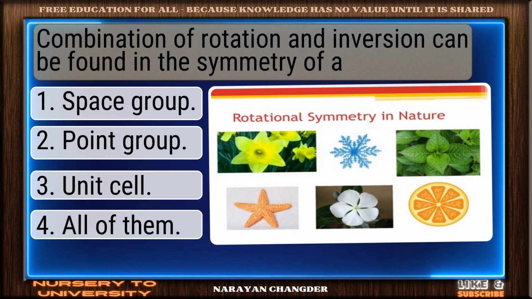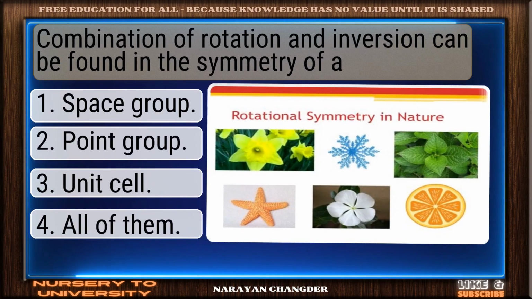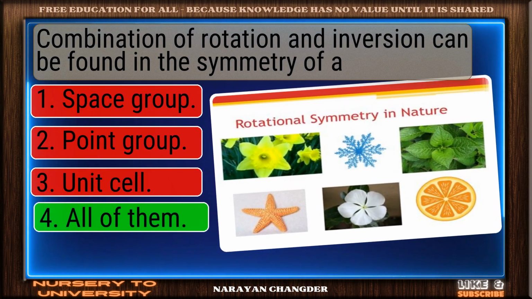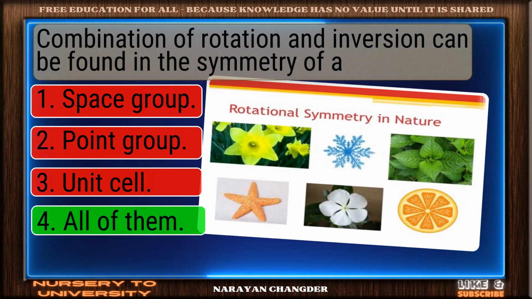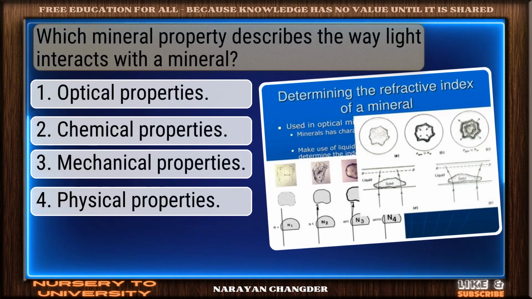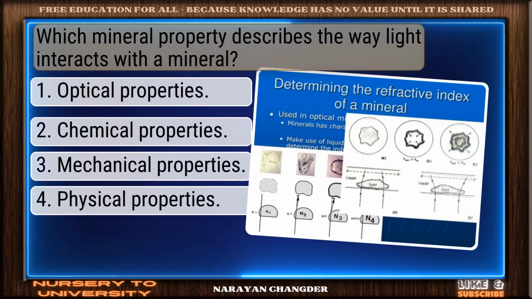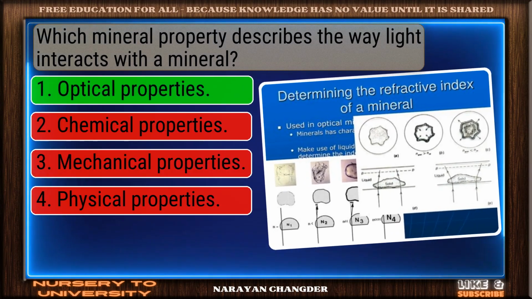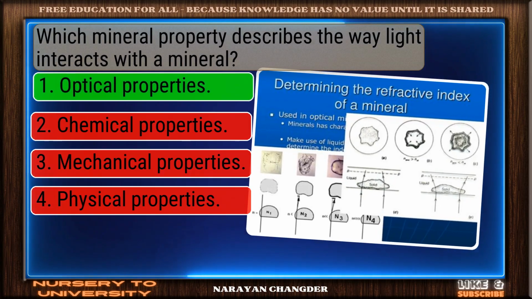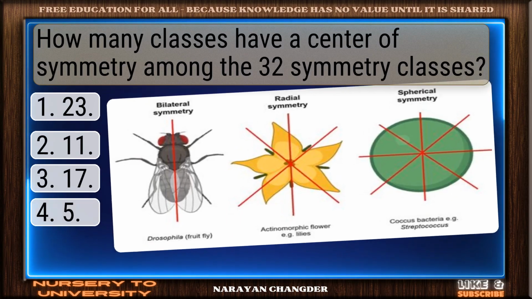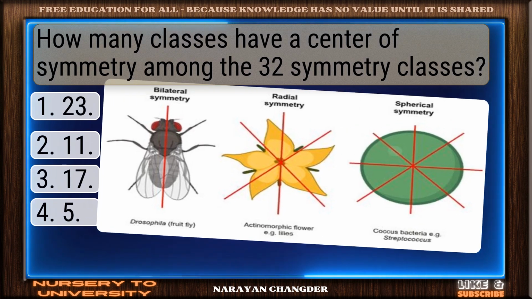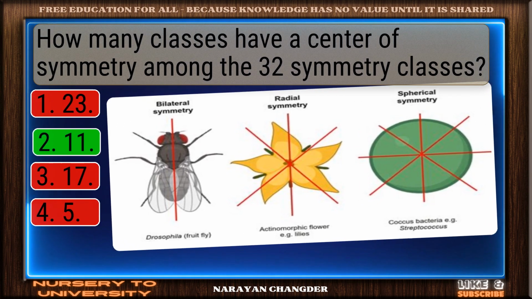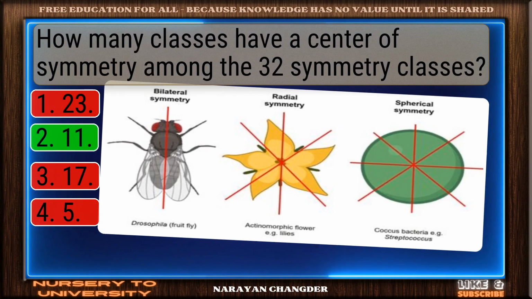Combination of rotation and inversion can be found in the symmetry of a. Smart move. All of them is an accurate answer. Which mineral property describes the way light interacts with a mineral? Correct. Optical properties is the right answer. How many classes have a center of symmetry among the 32 symmetry classes? Correct response. 11 is the most accurate answer.